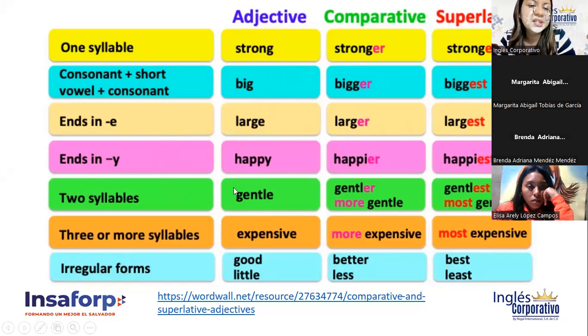If the adjective ends in Y, as in happy, we change the Y for I and we add ER or EST. If it's two syllables, it could be this way: gentler, gentlest, or more gentle, most gentle. Like friendly: more friendly or friendlier, friendliest, or most friendly. Both ways are correct. Three or more syllables, like in expensive, you have to add more or most. Okay, we have the irregular forms: good, better, best; little, less, and least.